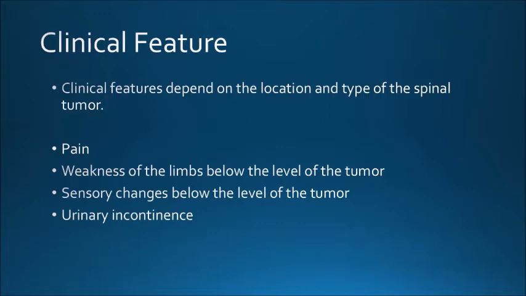So the pain can be the symptom of the local spinal cord lesion. Wherever the lesion is, the pain will be localized at the same area. Then we can have weakness of the limbs below the level of the tumor, or sensory changes below the level of the tumor. And lastly, we can have urinary incontinence. Fecal incontinence is less common, so we usually talk about urinary incontinence.